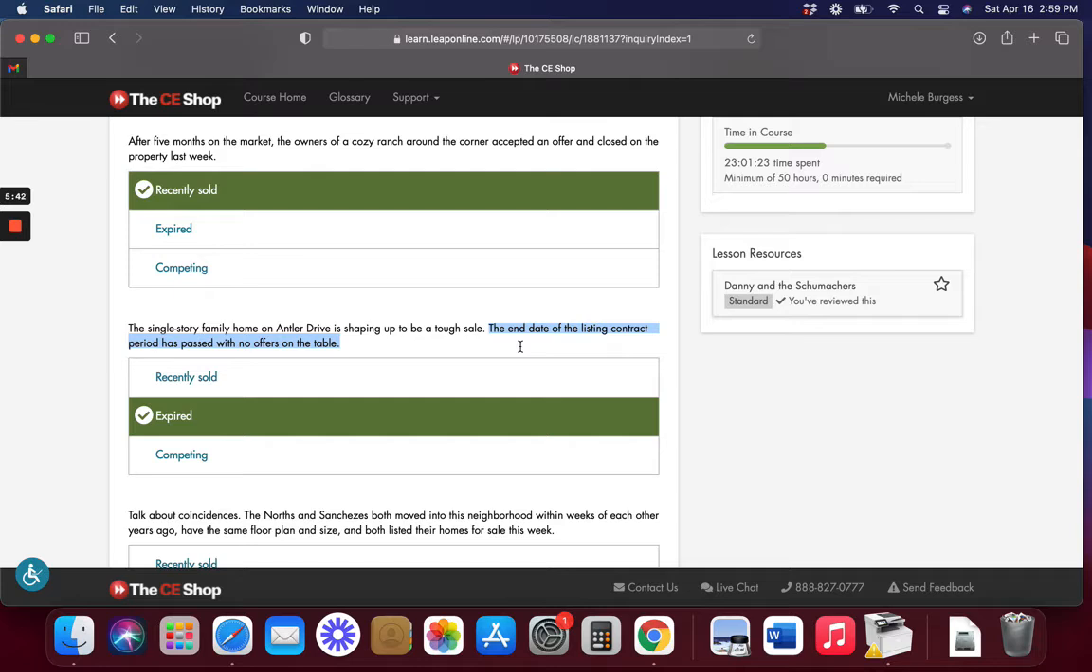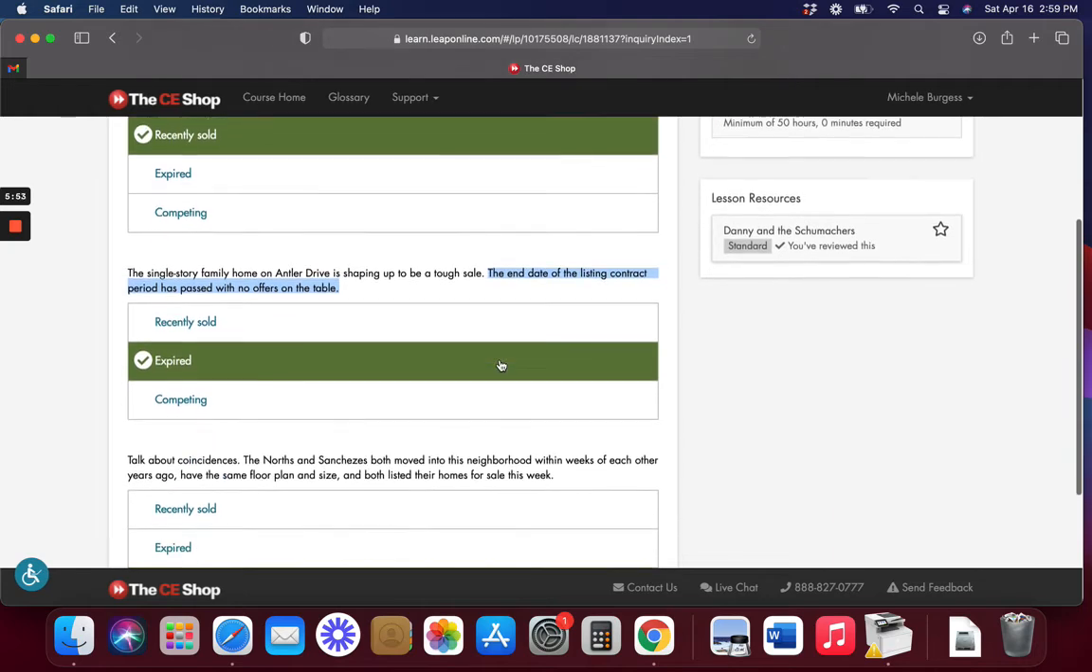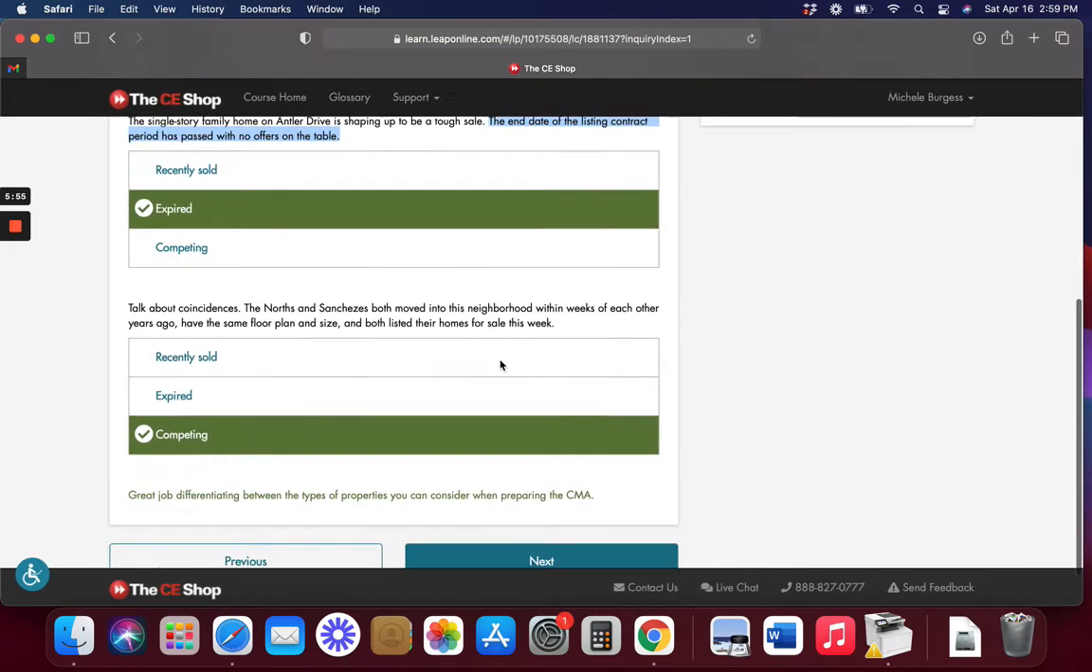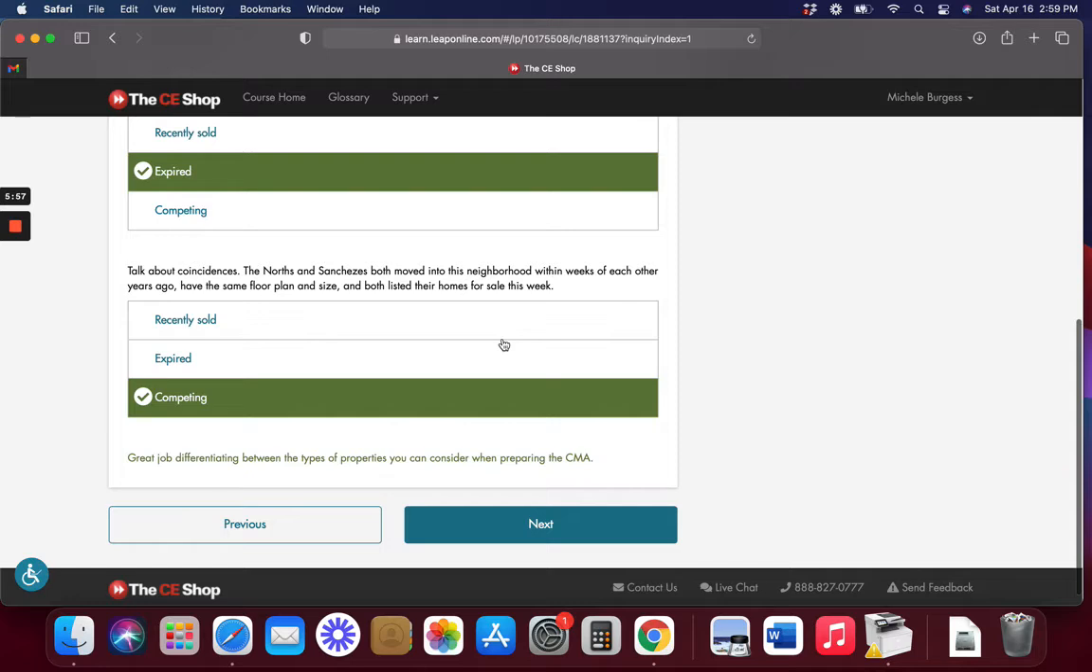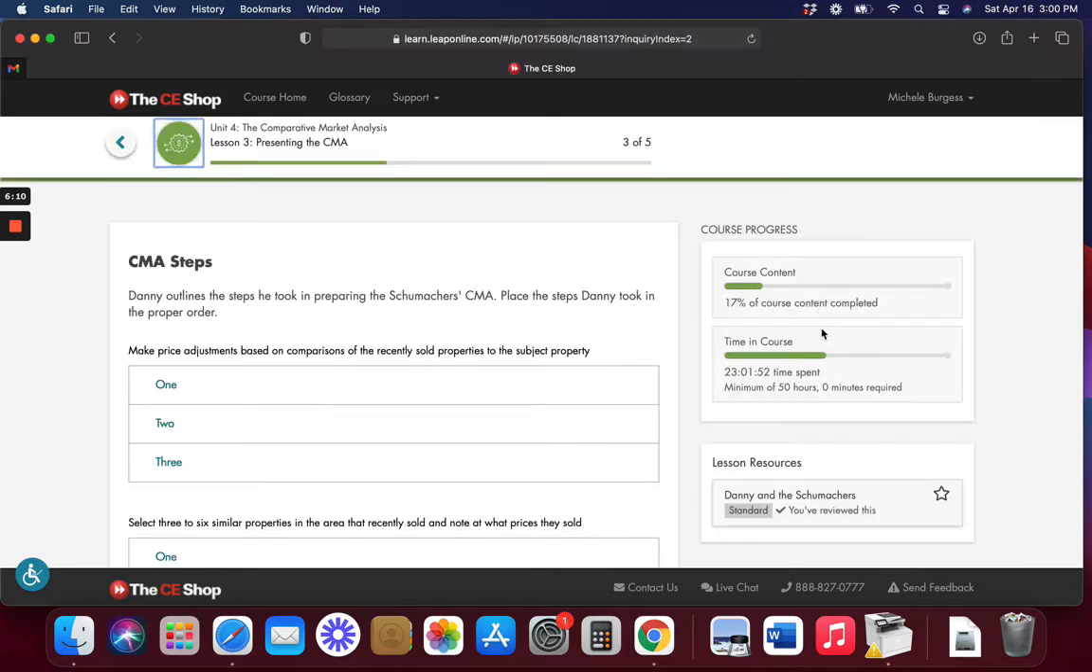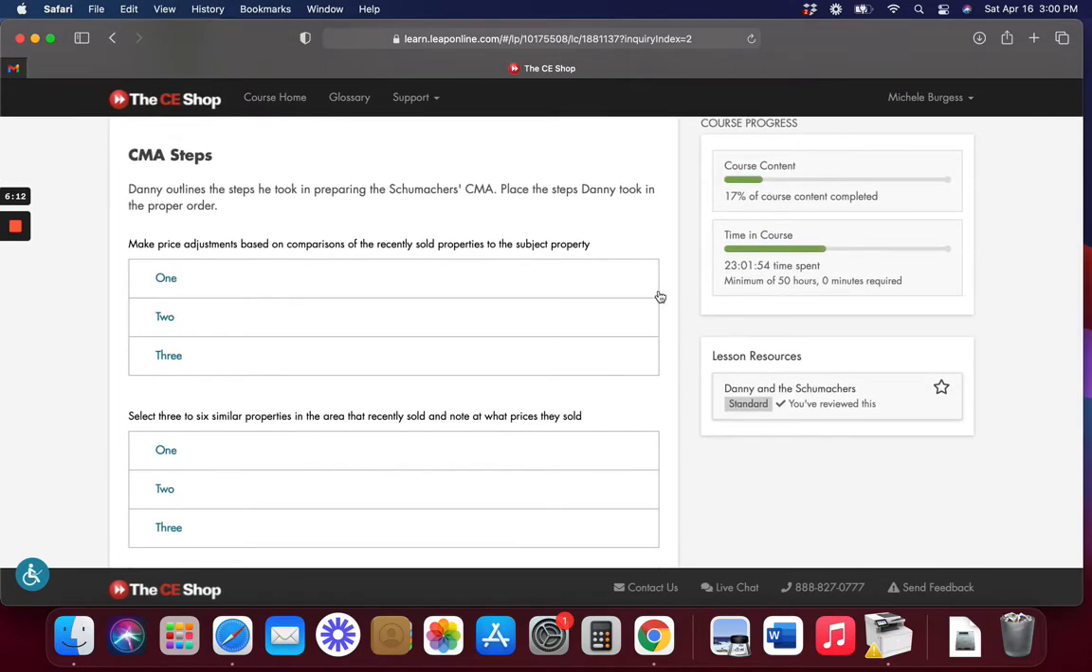So there might be reasons why it didn't sell. Maybe they need to fix it up more. Maybe you overpriced it. Whatever. We don't know. Okay, this is talking about people in the neighborhood that have the same thing in their house and they both listed them. And when this happens, it is competing houses. All these things will happen, by the way.